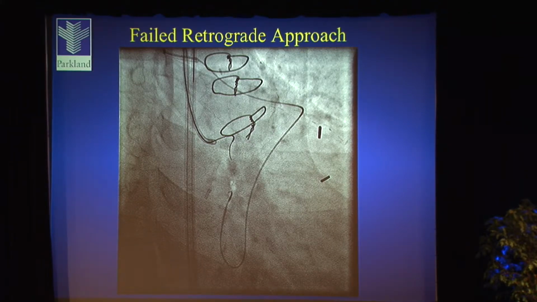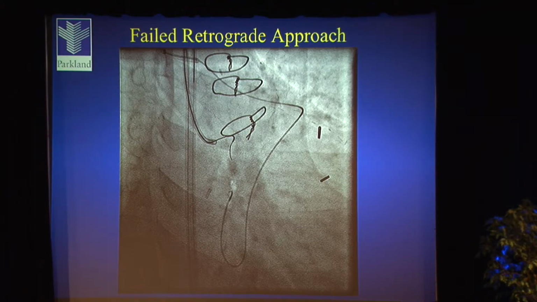So we began an antegrade approach. Obviously, there's not much running room in the circumflex proximally, and so a Venture catheter was used, which is a deflectable catheter that allows us some directionality with our wires, and we were able to get the dissection plane started.